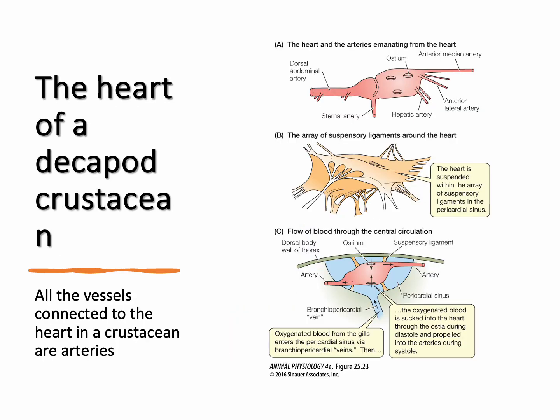This here represents the heart of a decapod crustacean. So in this heart, you basically have it suspended in this central sinus area, and it has these holes called ostia. So oxygenated blood is sucked into the heart through the ostia during diastole. So diastole is the point at which the heart is relaxed, and then it's going to be propelled into the arteries. So you don't actually have veins. You do have arteries in the hearts of crustaceans.